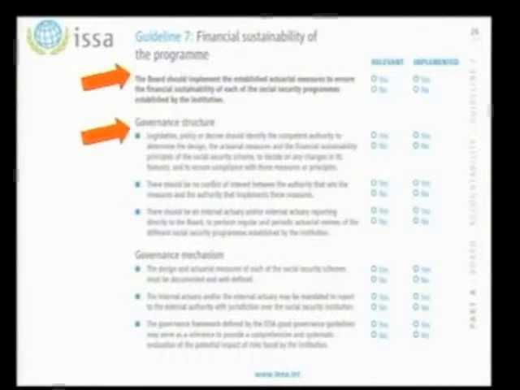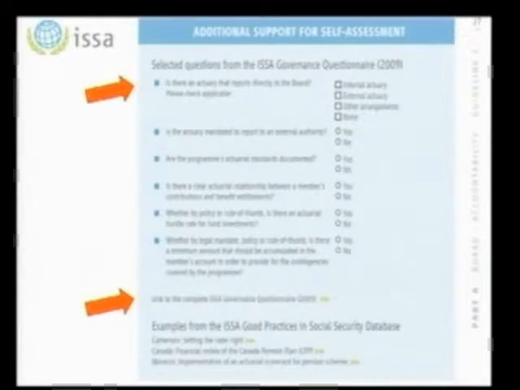Second, there is a suggested governance structure to support the guidelines. Third, there are some suggested governance mechanisms to implement the guidelines. Fourth, there are links provided to an ISSA governance questionnaire, which you would find very useful, especially for those who would like to undertake a more intensive self-assessment of the governance practices of their organization. I personally went through this questionnaire myself, and I can assure you that it's a valuable learning experience.